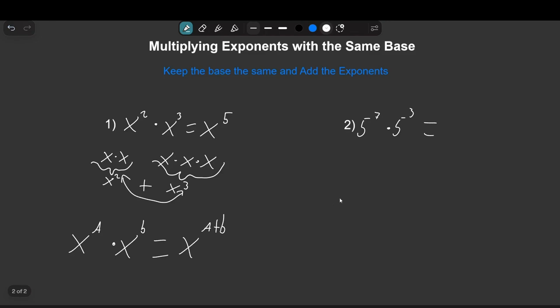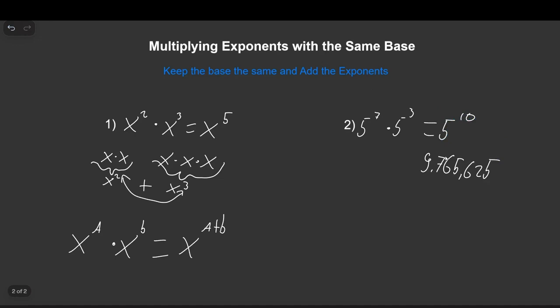So on to the second example. We have 5 to the power of 7, and we have 5 to the power of 3. So we keep the base, and we add the exponents. 7 plus 3 is 10. So our answer is 5 to the power of 10, which equals 9,765,625.